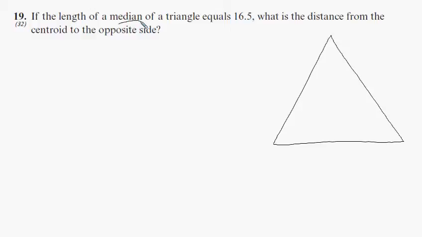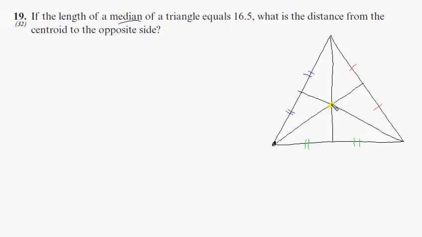Remember, the median goes from a vertex to the midpoint. So now I have another median here, and then this median goes here. Let me just clarify: these are congruent, these are congruent, and these are congruent, because that's the nature of a median. And this point right here is called the centroid.